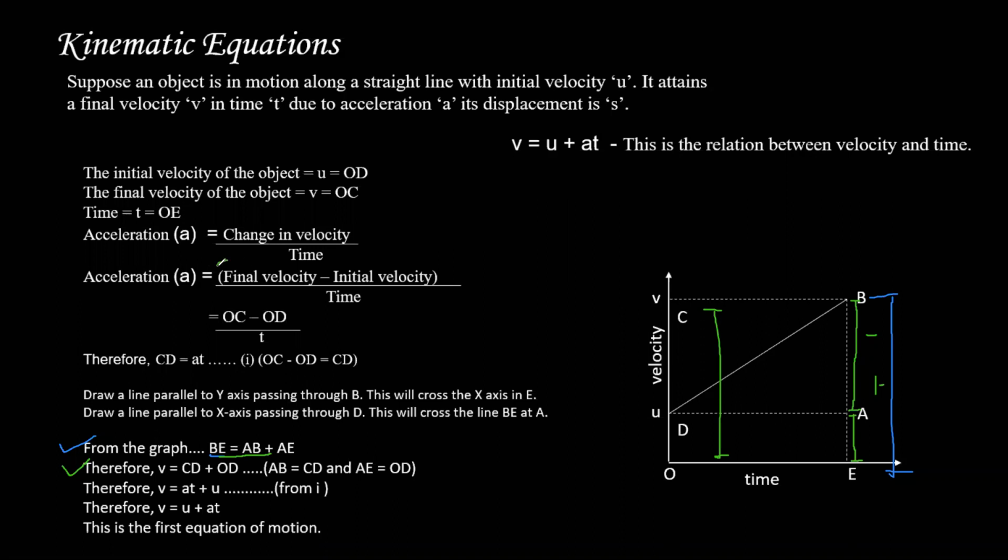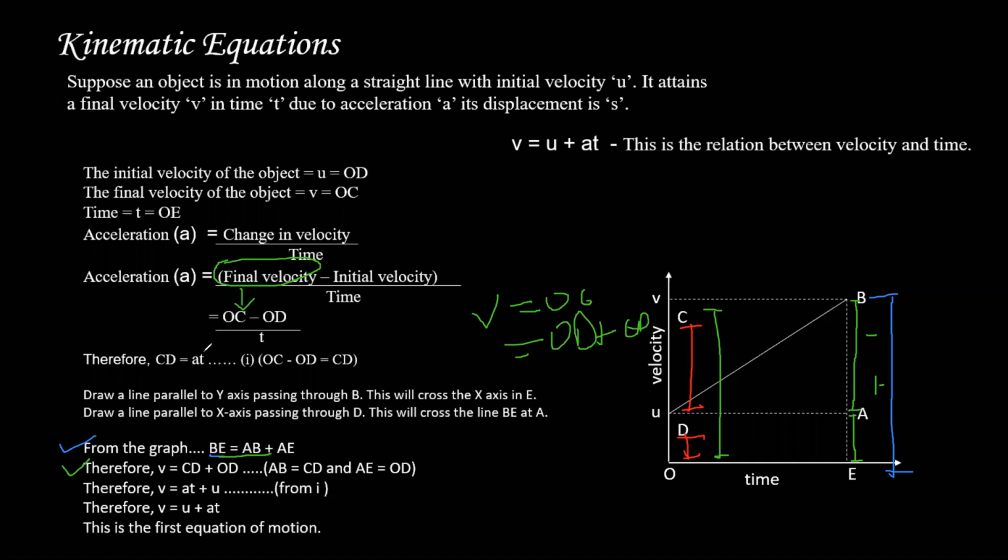Because look here, above. You have written this: final velocity V is equal to OC. And OC is nothing but OD plus CD. Why is it like this? Because it is visible in the diagram here. Look. This is CD and this is OD. Their total is CO.